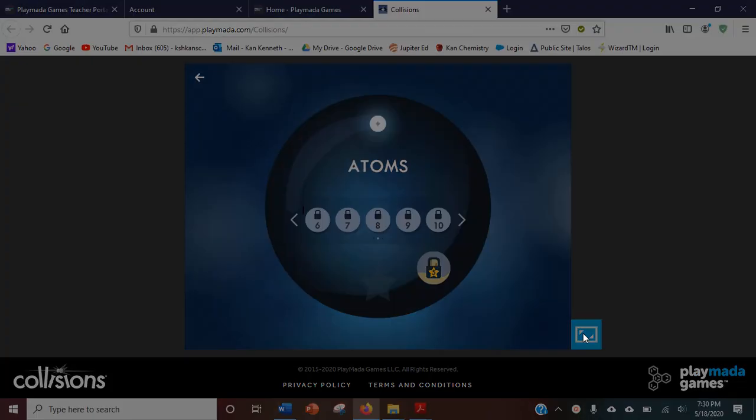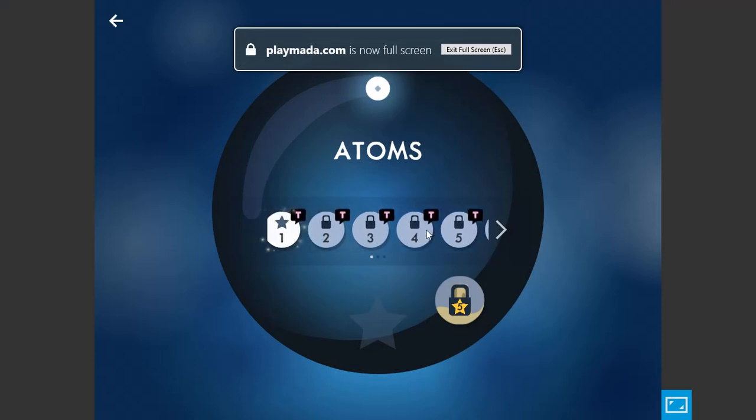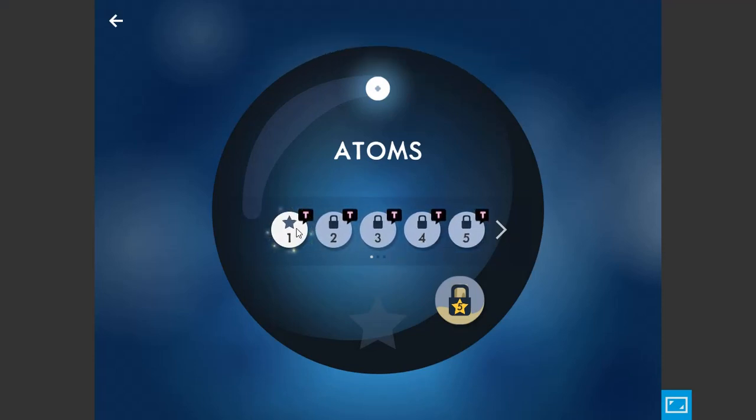Okay, so let me expand. So let's go to, so you cannot skip. Okay, so you gotta start at level 1.